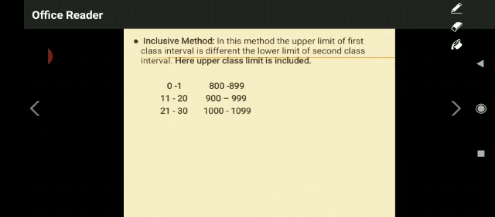Here, in this method, the upper limit of the first class interval is different than the lower limit of the second class interval. Look at the second example here. The class limit is between 11 to 20, and in the third example, class limit is between 21 to 30.